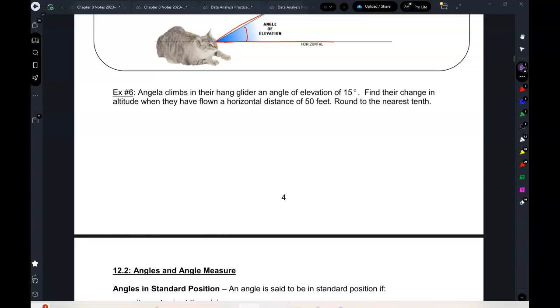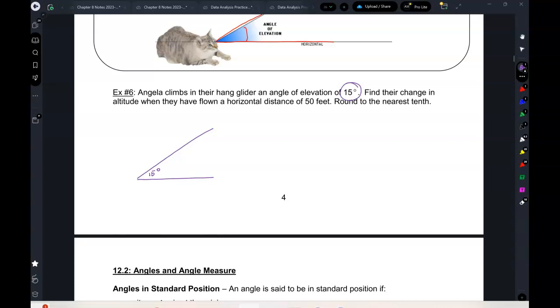Angela climbs in their hang glider at an angle of elevation of 15 degrees. Find their change in altitude when they have flown a horizontal distance of 50 feet. Okay? So, there is an angle of elevation of 15 degrees. Angle of elevation is always taken with respect to a horizontal line. Angle of elevation will go up from the horizontal line. So that's 15 degrees.